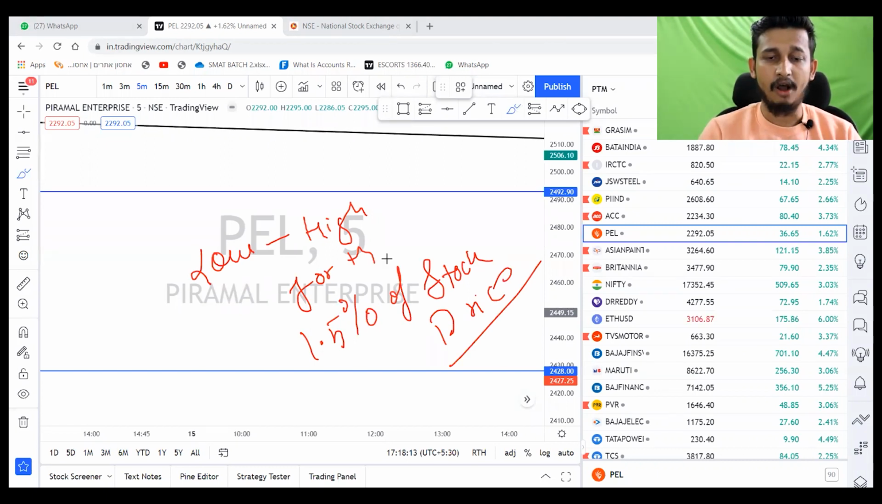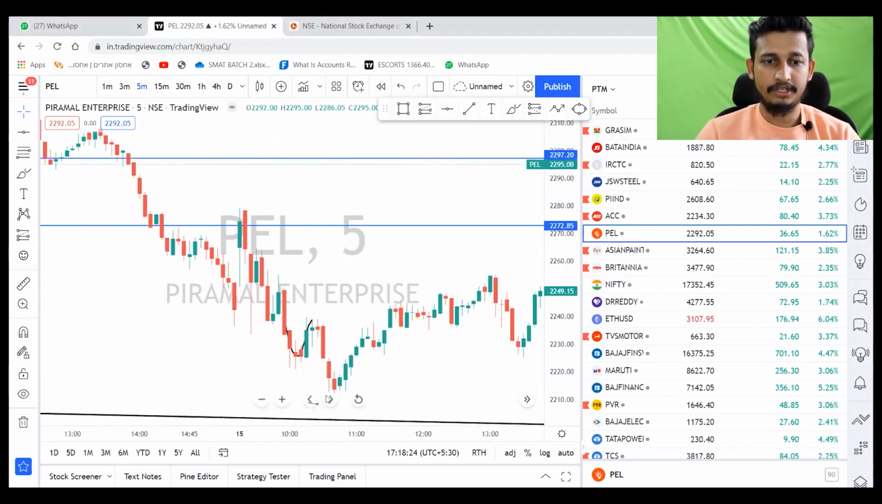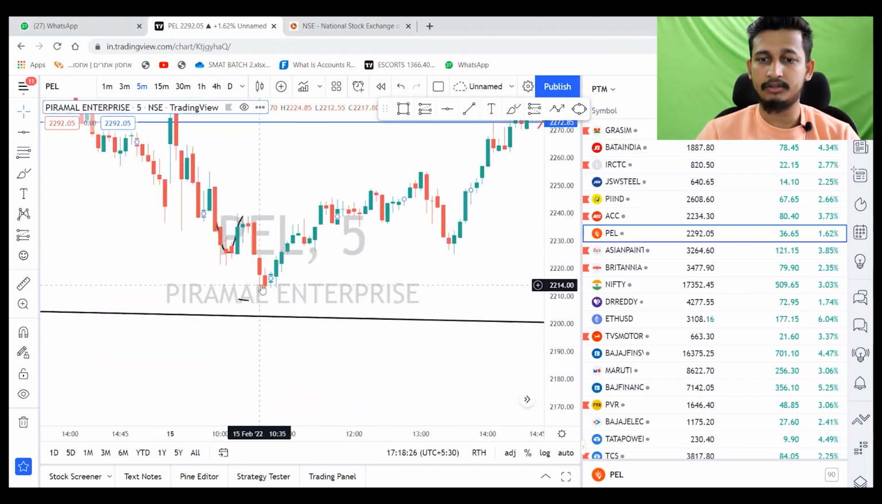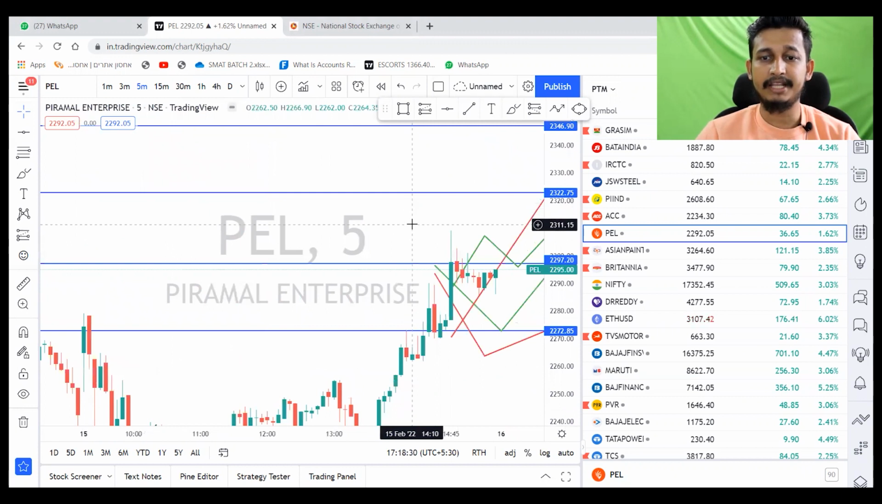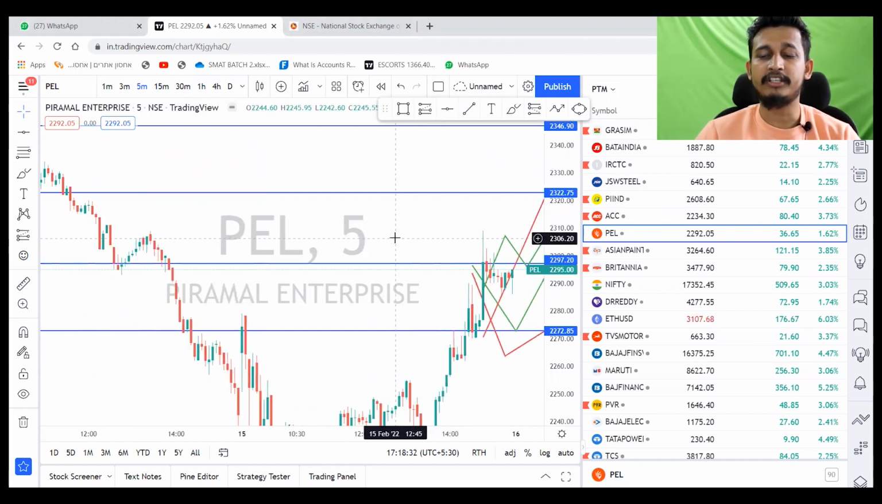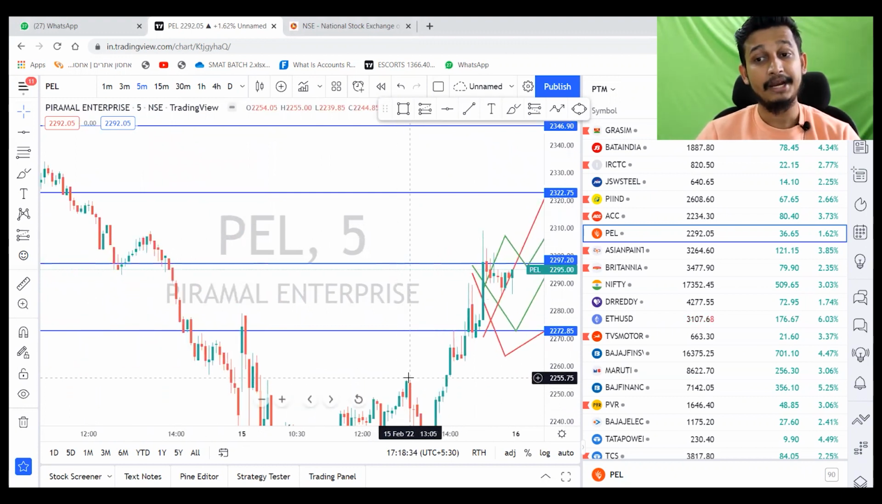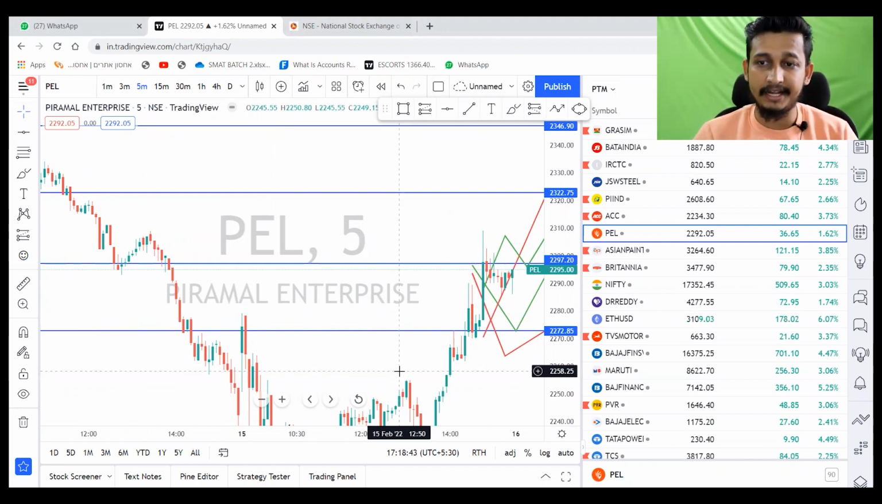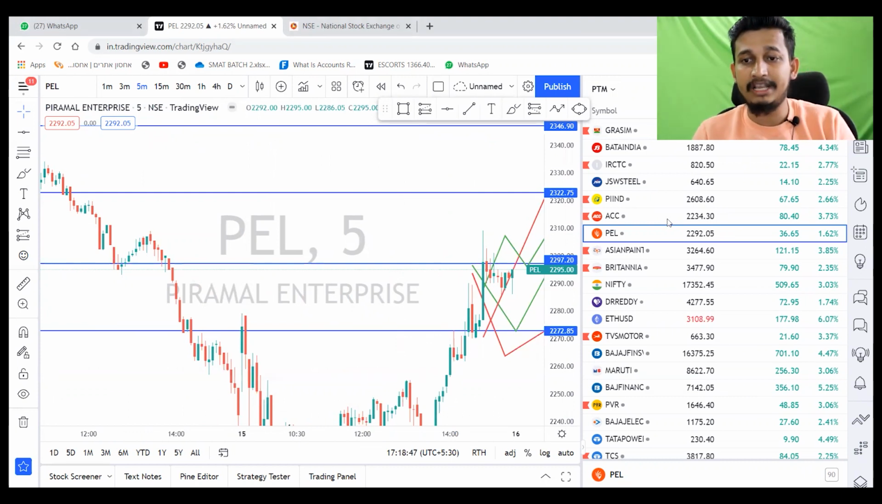So in a simpler way, how do we find that out? If you see over here, the low it has made is 2114. Now the high it has made is 2311, which is approximately 200 rupees difference from high to low, giving us approximately a 4% movement. So we can choose these stocks for intraday, because when we are trading intraday, we need to capture a bigger movement.